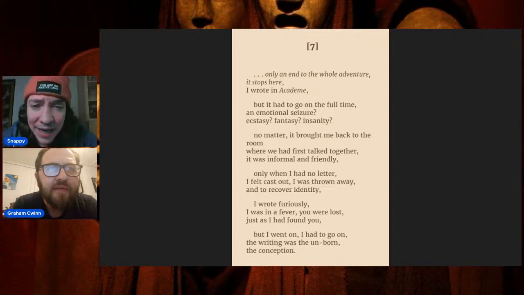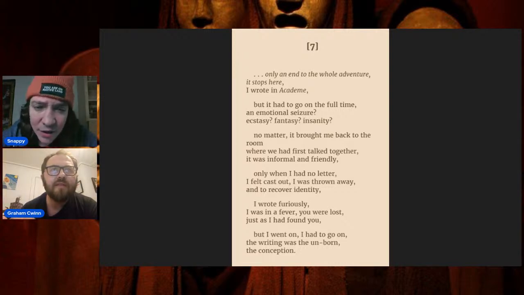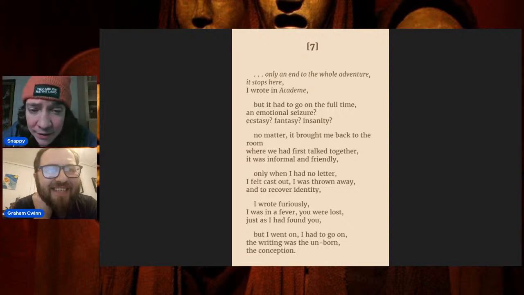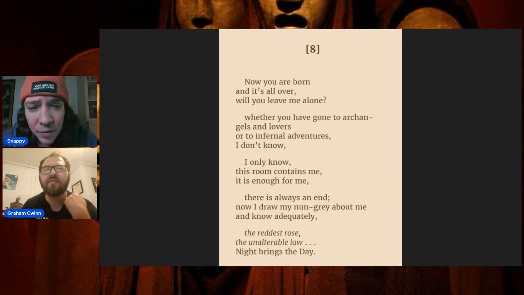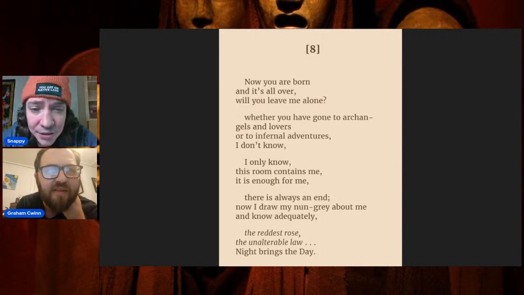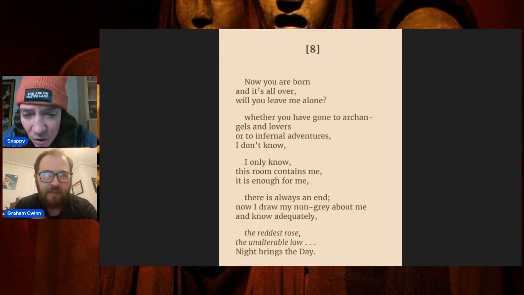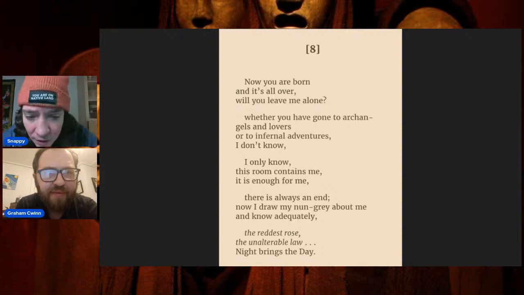Only an end to the whole adventure. It stops here. I wrote an academy, but it had to go on the full time. An emotional seizure, ecstasy, fantasy, insanity, no matter. It brought me back to the room where we had first talked together. It was informal and friendly. Only when I had no letter, I felt cast out. I was thrown away and to recover identity. I wrote furiously. I was in fever. You were lost, just as I had found you. But I went on. I had to go on. The writing was the unborn, the conception. Wow. Now you are born and it's all over. Will you leave me alone? Whether you have gone to archangels and lovers or to infernal adventures, I don't know. I only know this room contains me. It is enough for me. There is always an end. Now I draw my nun gray about me and know adequately the reddest rose, the unalterable law. Night brings the day.